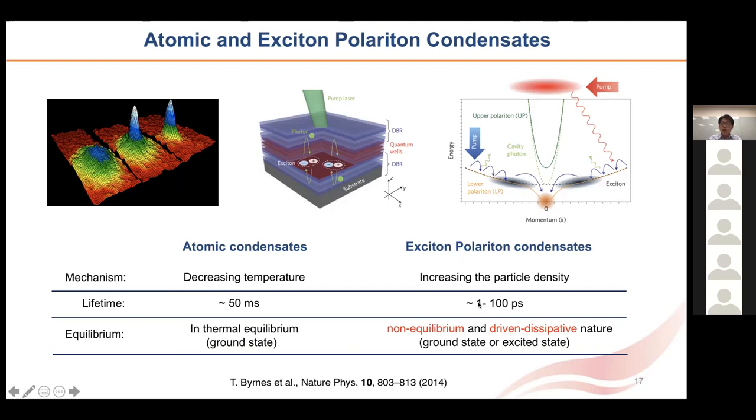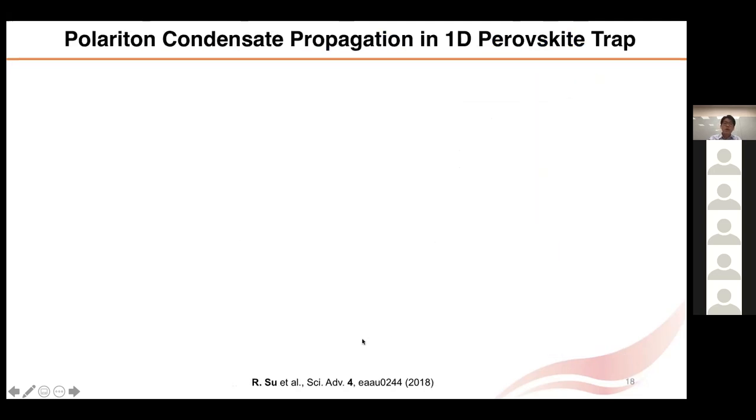Which means that the polariton condensate, as shown here, keeps decaying and escaping the microcavity. In this case, we will need to continue pumping the system to feed the microcavity to produce the condensate. So it is actually a non-equilibrium process and they have a driven-dissipative nature. This nature actually provides us a way to create non-ground state condensates with high k. So in the following, I'm going to show how we create those high k condensates with propagation.